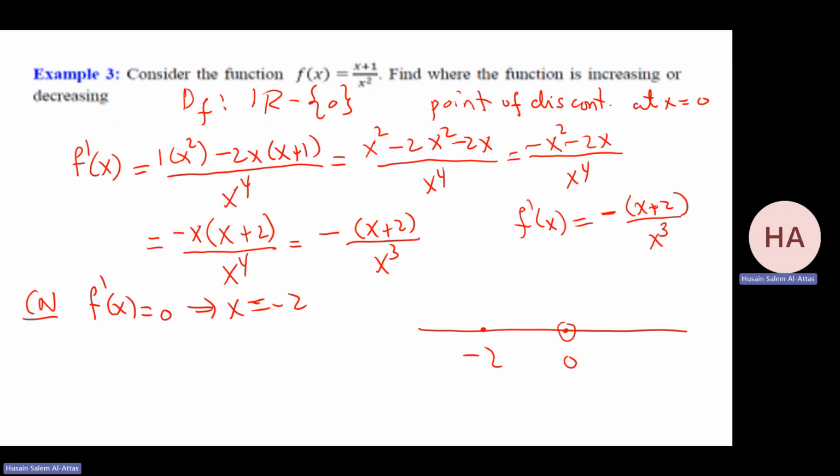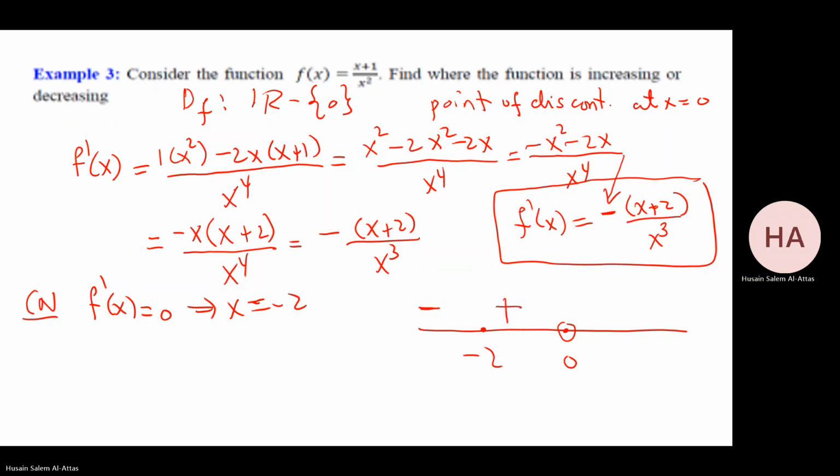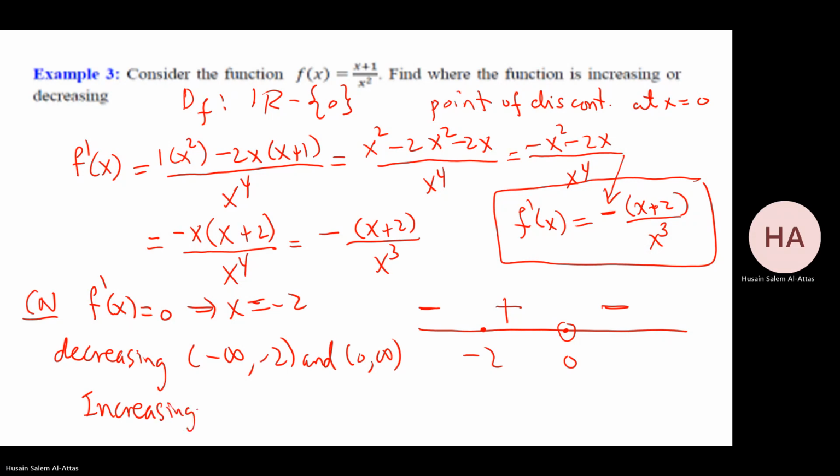Okay, now we'll take a value for this function. Note I have the minus sign. So minus 3, it will be negative, negative, negative, so that will be negative. Take a value between minus 2 and 0, minus 1, that will be positive. Negative times positive over negative, so that will be positive. 1 will be positive, positive, that will be negative. So it's decreasing from minus infinity to minus 2 and 0 to infinity. And increasing minus 2 to 0.